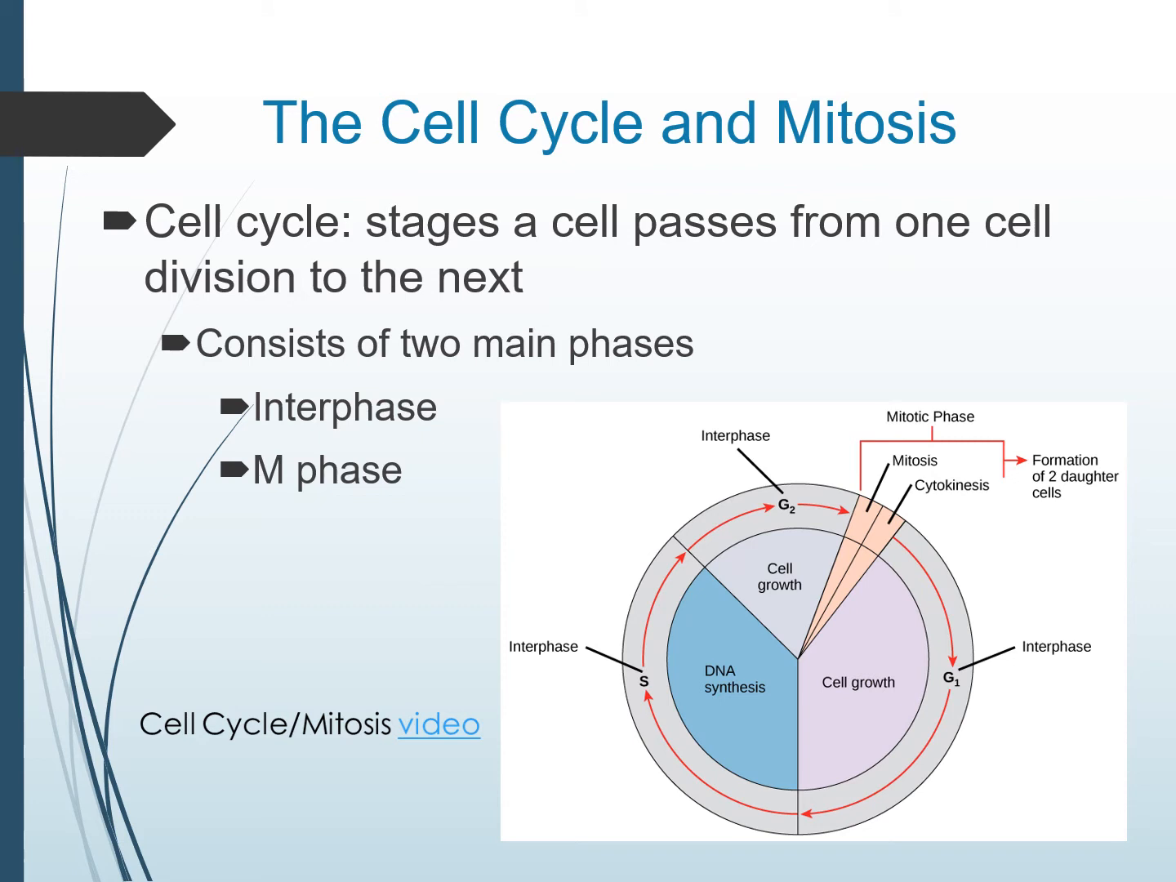When cells divide, they go through the cell cycle, which consists of two main phases, interphase and the M phase, M for mitosis. During interphase, the cell grows larger and duplicates DNA, while during the M phase, the cell splits into two daughter cells. Before going through all the steps of the cell cycle, watch the linked video to help visualize each step more clearly as we proceed.